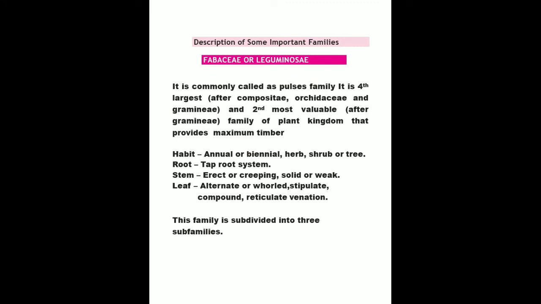5.9 Description of some important families. 5.9.1 Fabaceae. This family was earlier called Papilionoideae, a subfamily of family Leguminosae. It is distributed all over the world. Vegetative characters: trees, shrubs, herbs, root with root nodules, stem erect or climber, leaves alternate, pinnately compound or simple, leaf base pulvinate, stipulate, venation reticulate.